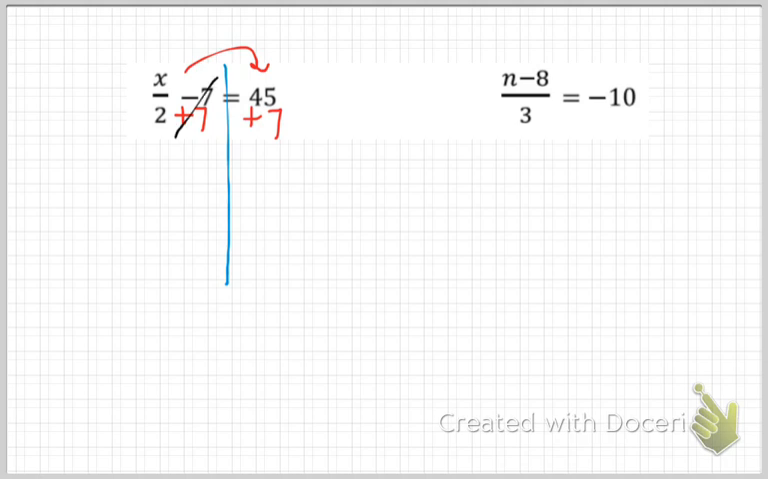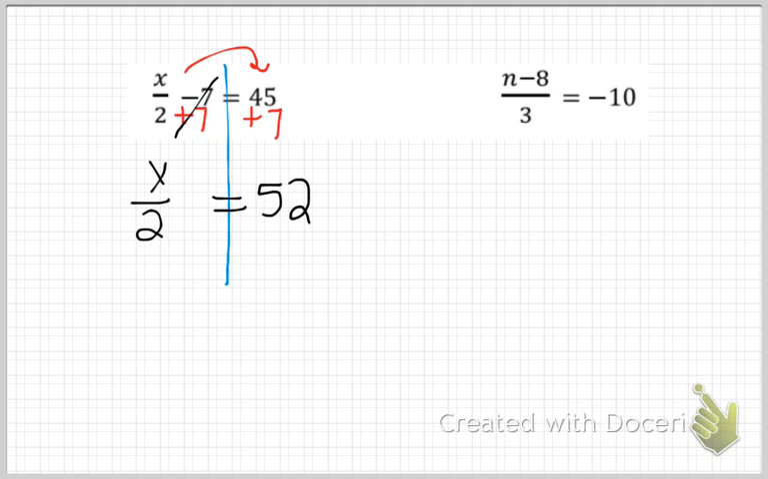Negative 7 plus 7 gives you a 0. So we have x over 2 plus 0, but again, we don't need to write that. Is the same as 52. We're trying to isolate the variable. Here it is. There's something in the way, a 2 that's dividing.